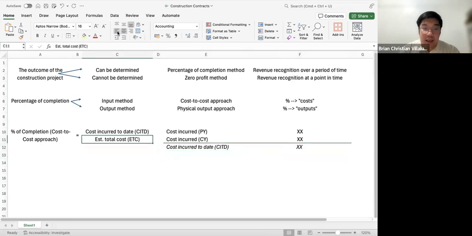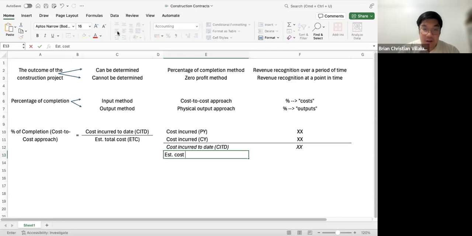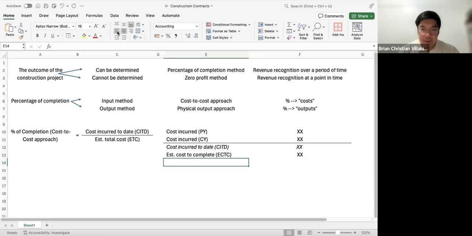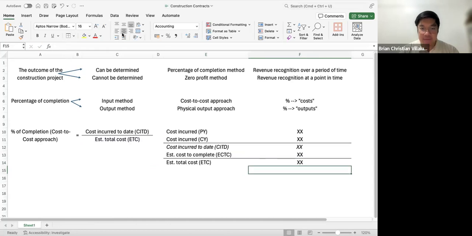Now, what about the denominator? Actually, connected kasi si denominator kay numerator. That's why, from your cost incurred to date, you simply add what we call your estimated cost to complete or ECTC. So, anong tawag natin sa magiging result neto? That is your estimated total cost.